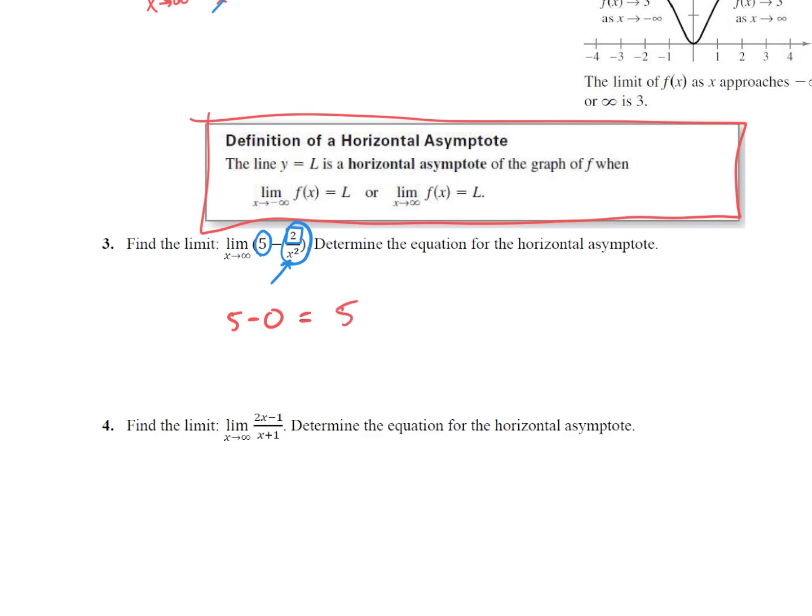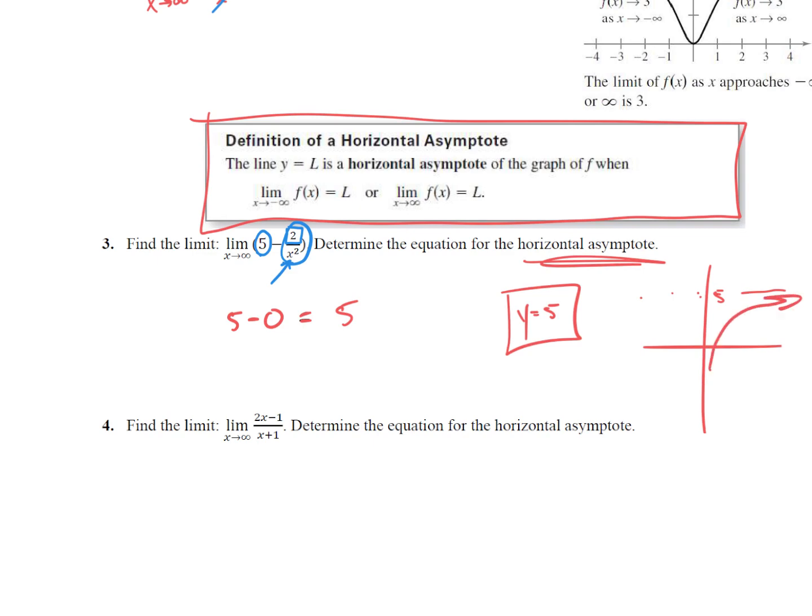And then what that means is that this function has a horizontal asymptote at y equals 5. So if I were to sketch it out, I know that at 5, my function would be approaching that value as x approaches infinity. So it'll look something like that on this end.